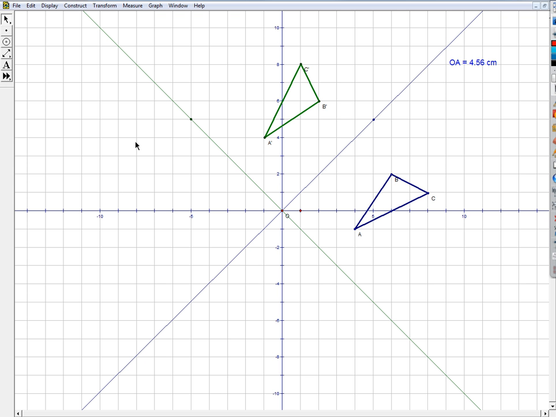Okay. So, would you agree though that the green triangle cannot be a rotation of the blue triangle because they're right-handed, left-handed? They don't match up, right? Okay.